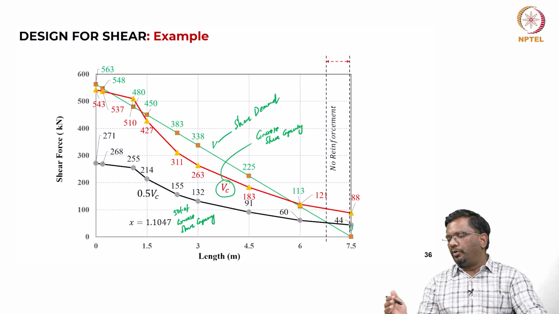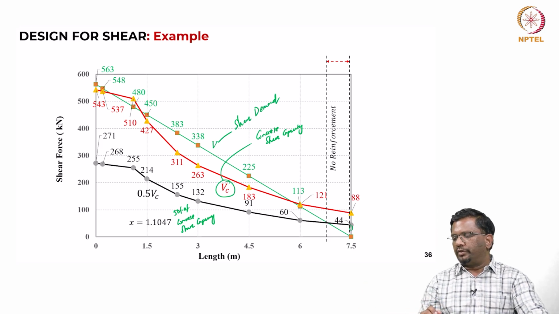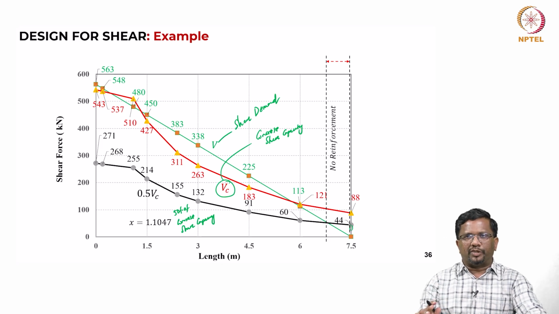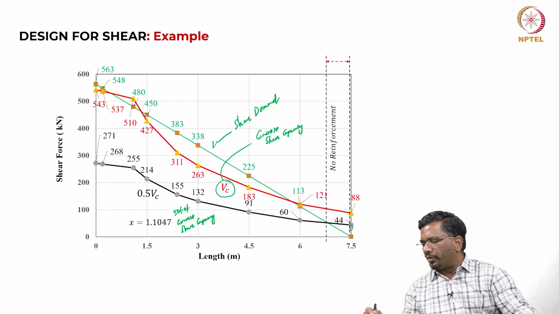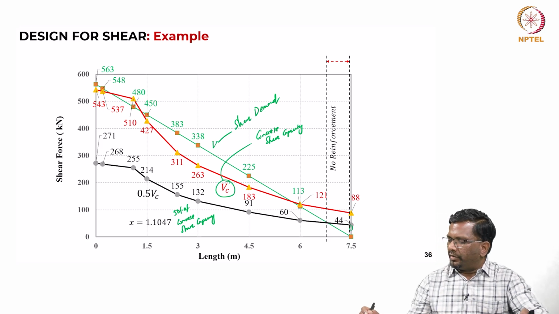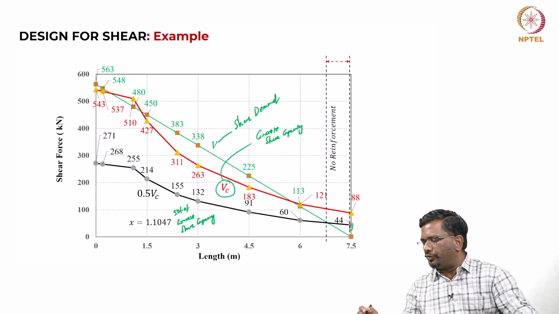Okay. So, now that we have found this, we have to find out wherever stirrup reinforcement is required. Let us see. Now, at these locations, when you look at it here, you see the shear demand is low, so no reinforcement is required.